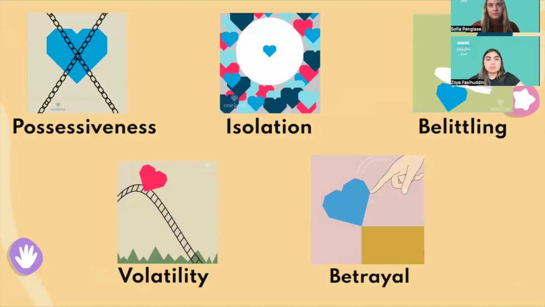Next, we have possessiveness. A possessive partner might be jealous to a point where they try and control who you spend time with and what you do. A partner may be possessive over what you're allowed to post on social media, or may track your location to see if you're spending time with other people.